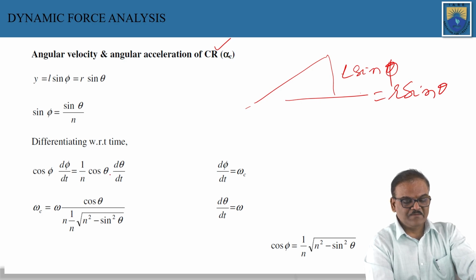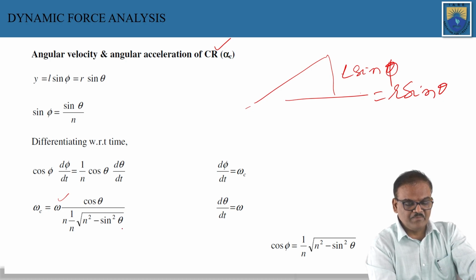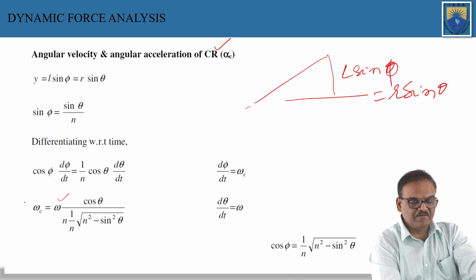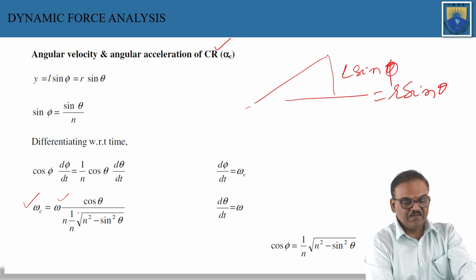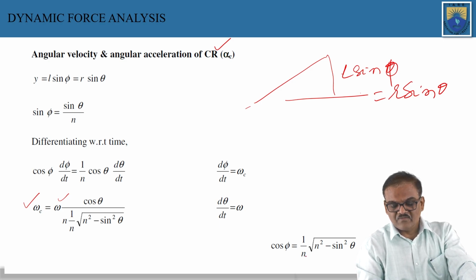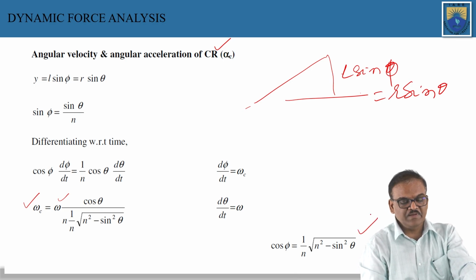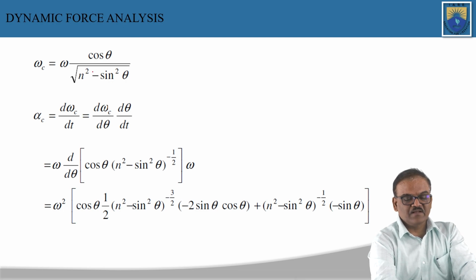Therefore, d theta by dt is equal to omega, where cos phi I wanted to bring down here. d phi by dt is called the angular velocity of the connecting rod: omega into cos theta by n into 1 by n under root n square minus sine square theta, where cos phi we have derived earlier. Then omega into cos theta by under root n square minus sine square theta, where n and n get cancelled.